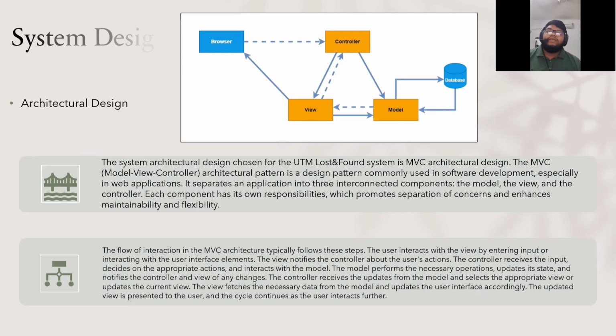And for the third part of the system design diagrams, I have given the architectural design. The architectural design that I have chosen for the system to follow is MVC. MVC is basically model view controller architectural design. So the architectural design chosen for the UTM lost and found system is the MVC architectural design. The MVC architectural pattern is a design pattern commonly used in software development, especially in web applications. And as my system is a web application, I have chosen this architectural design.